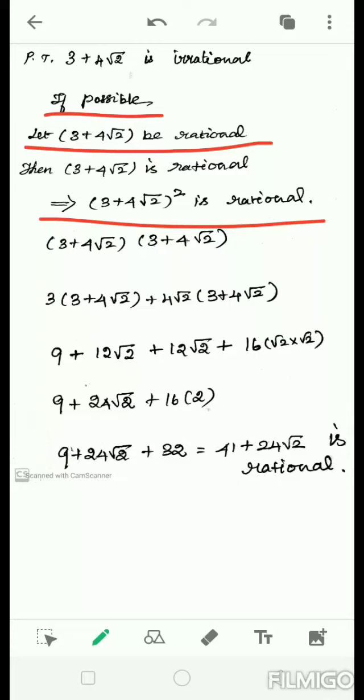Now how to solve the square? Already we have seen many problems. 3 plus 4 root 2 the whole square can be written twice. So that is what I have written here: 3 plus 4 root 2 into 3 plus 4 root 2. Already you know how to solve this, so here I have applied the algebraic product.